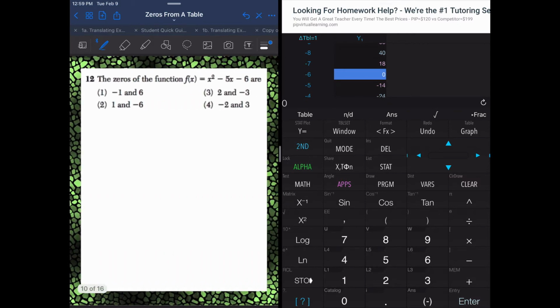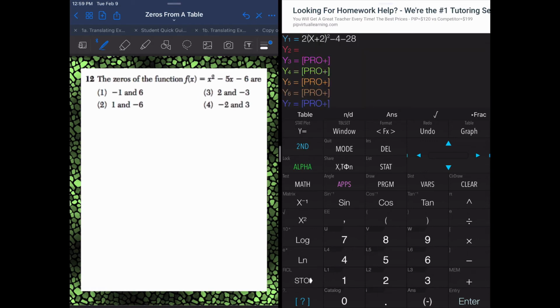Why don't you try this one a little more on your own? Just a reminder, hit y equals, clear out what you have. You're going to type this into y equals, and then you're going to hit second graph, which is really table. See what you get.